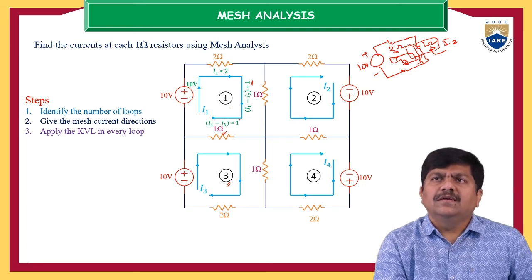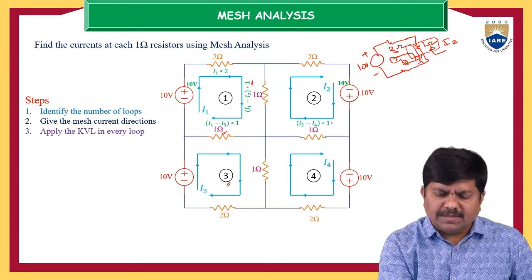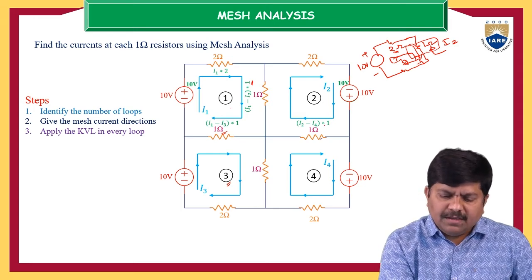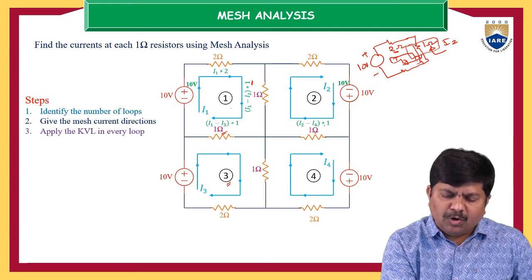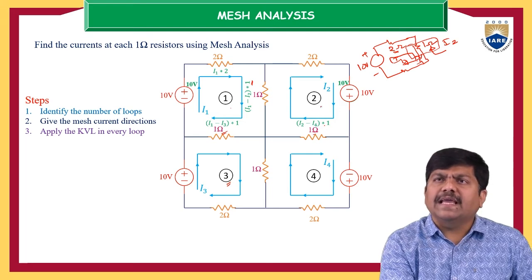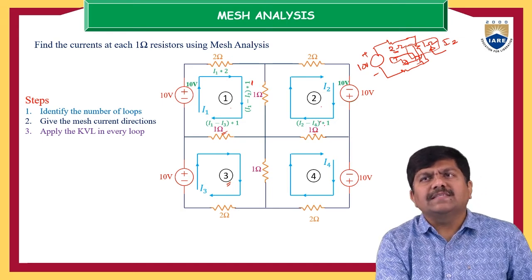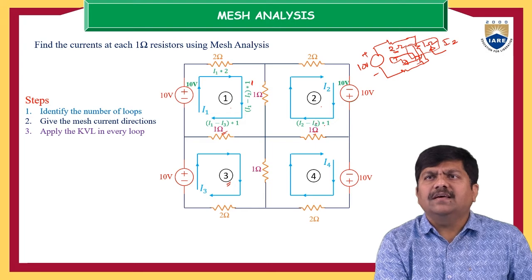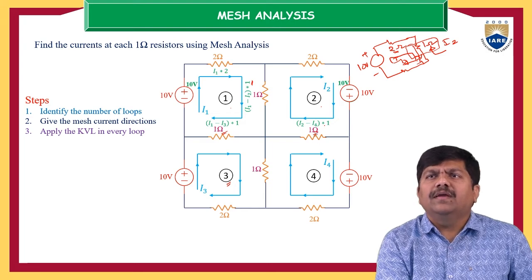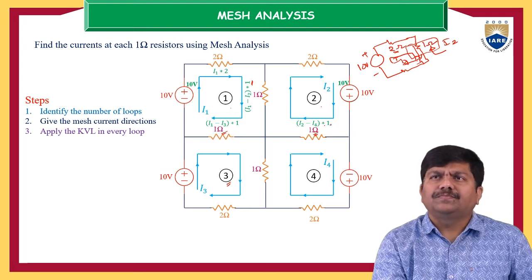So this is the KVL of the loop 1. Similarly for the loop 2, 10 volts, and this I2 minus I4 into star 1. This star is nothing but a product, because this 1 ohm resistance is contributed by the second loop and fourth loop. So second loop current is I2, fourth loop current is I4. So I2 minus I4 into 1. This is the contribution of this 1 ohm in this KVL of the second loop.